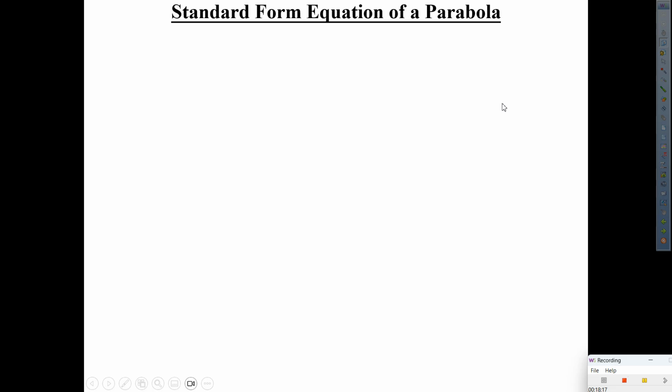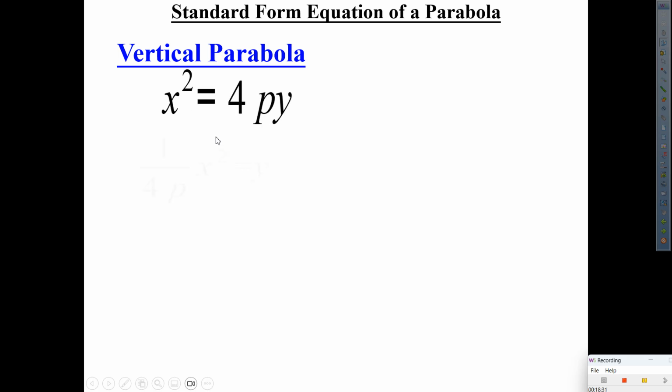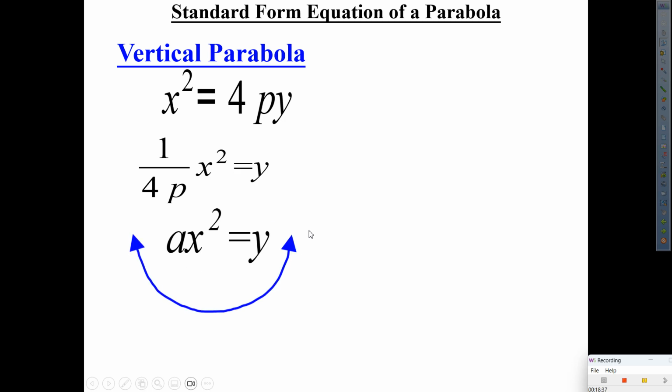Today we're talking about two parabolas. We have the standard form equation of a parabola. One of them is called the vertical parabola. Vertical parabolas open up or down, and they have to open away from the line called the directrix.